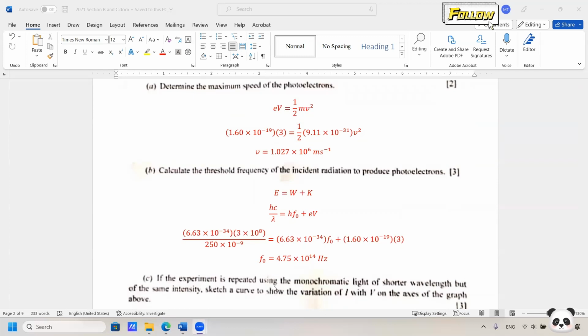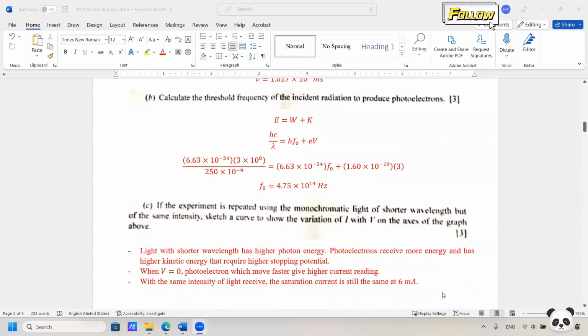If the experiment is repeated using monochromatic light of shorter wavelength but the same intensity, sketch a curve to show the variation of I with V on the axis of the graph above. We are given 3 marks, so it could be 3 points to be noted in the graph. So I've listed out a few points here.